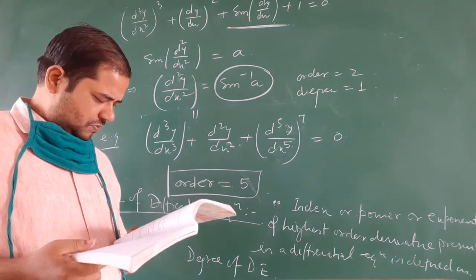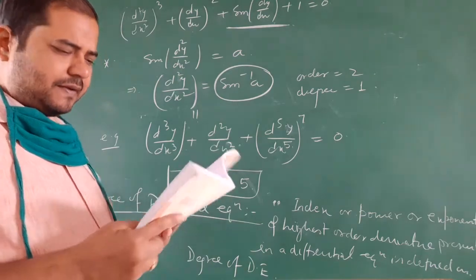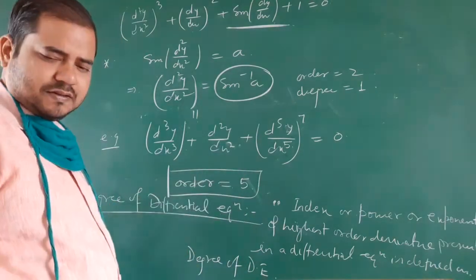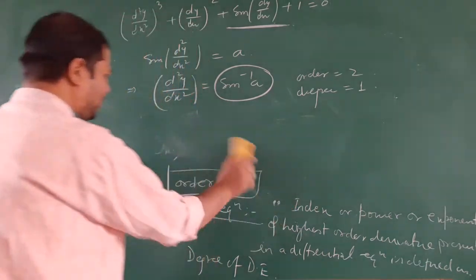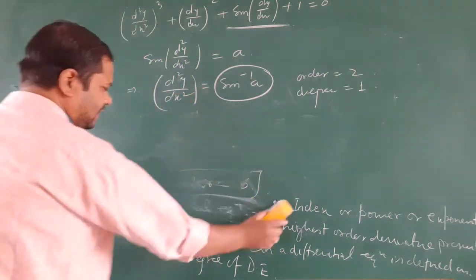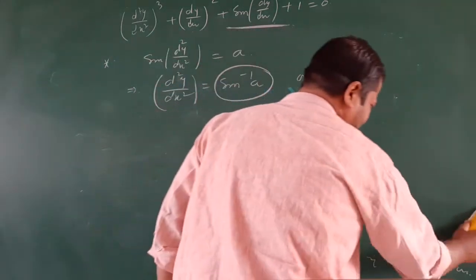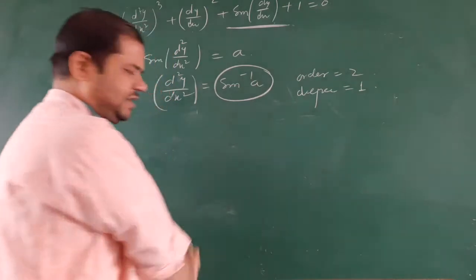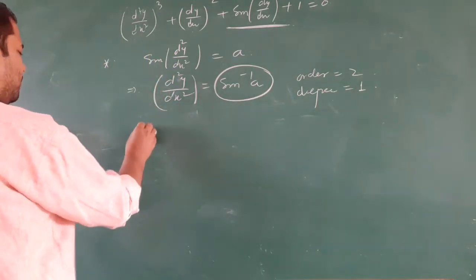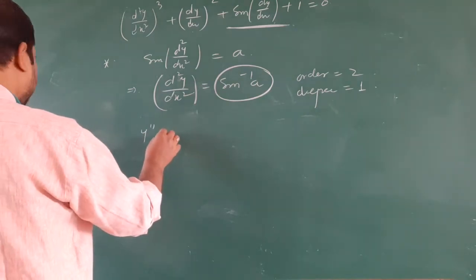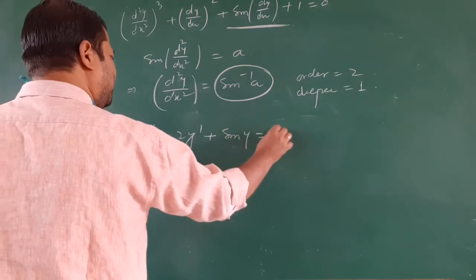And now one more question I have to write here. You can find y double dash. You know the meaning of y double dash? I had already taught you the symbol of derivative. Y dash means dy by dx, first order derivative. Y double dash means second order derivative. So you can have y double dash plus 2y dash plus sine y is equal to 0.